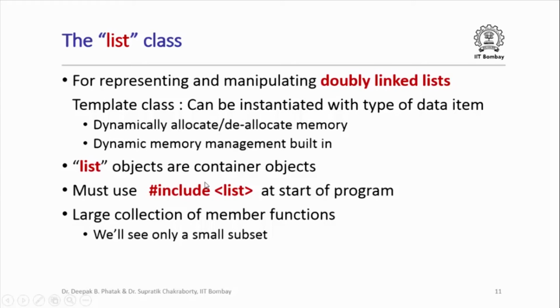Like vectors and maps, list objects are container objects. They are basically collections of objects of some other type. And if you are to use the list class in your program, you must use #include <list> at the start of your program. Like the vector class and the map class, the list class also has a large collection of member functions. In this lecture, we'll be able to study only a small subset of these. I strongly encourage all of you to study about the other member functions of the list class from the handout that is to be provided.